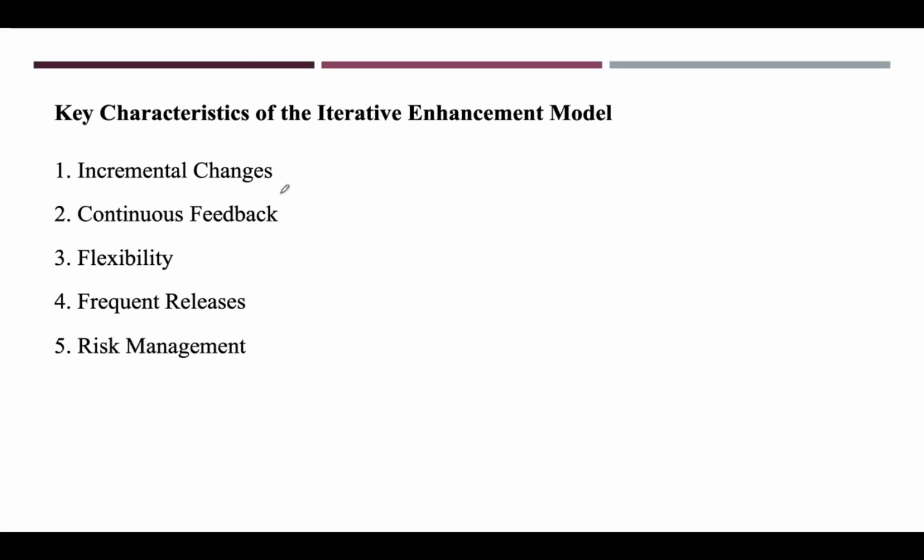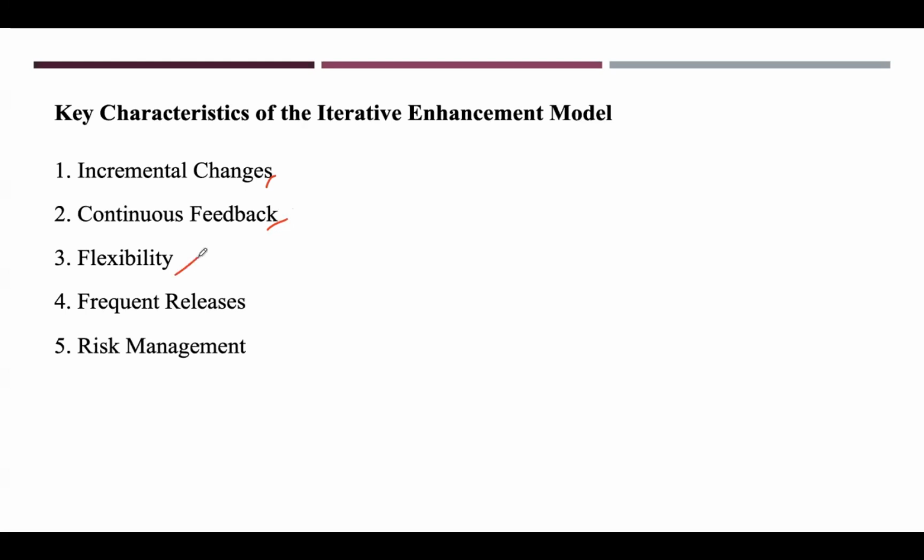Key characteristics of the iterative enhancement model include, the first one, incremental changes. Software is built in small manageable iterations, each adding new features or enhancing existing ones. So here each iteration typically results in a working version of the software that can be tested and evaluated by the stakeholders. Then continuous feedback. After every iteration, software is improved based on the feedback from users, testers, or business stakeholders. So, this approach allows for evolving requirements and also for better addressing user needs over time.